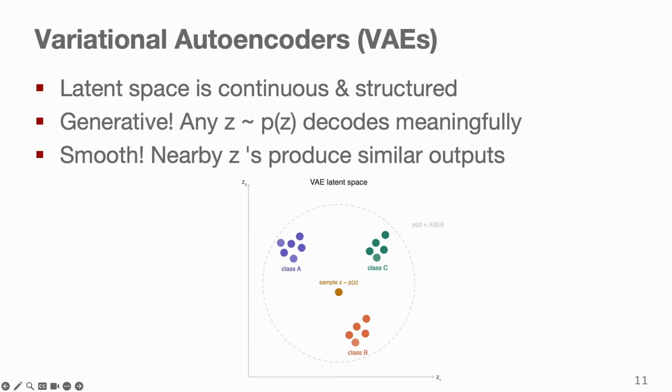Cool. So after all this math, what did this actually buy us? If we look at the latent space and compare it to the previous encoders, we now have a more continuous and structured latent space. And it's generative because now we can sample Z, and the decoder will produce meaningful outputs. And at test time, we don't even need the encoder for generation. We can just simply sample Z from our prior distribution, and then use the decoder.